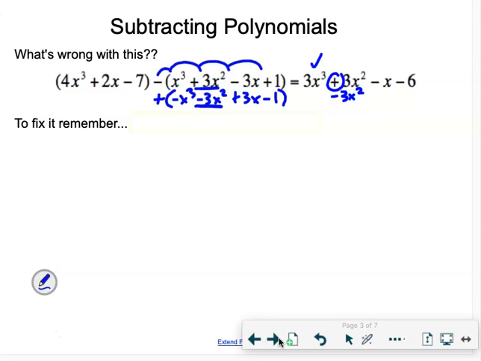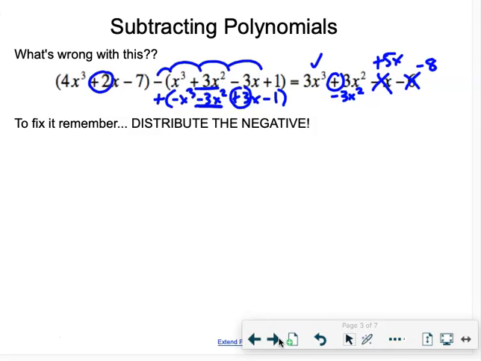I have 2x and positive 3x. Positive 2x and positive 3x should have been positive 5x. So there's another mistake. And then negative 7 and negative 1 should have been negative 8. So there's another mistake. So it looks like what they forgot to do was distribute the negative. And if you don't distribute the negative, you run into all kinds of problems. So let's just go through again what the right way would have been.